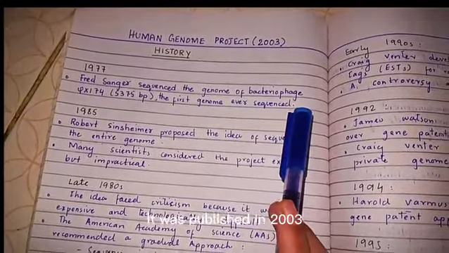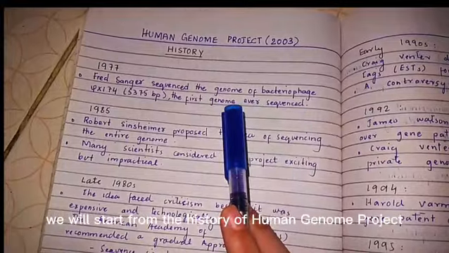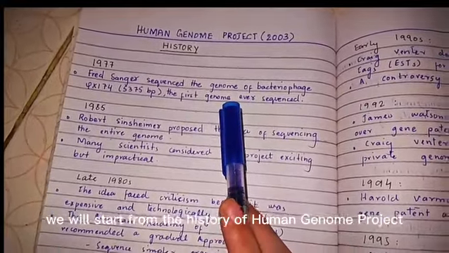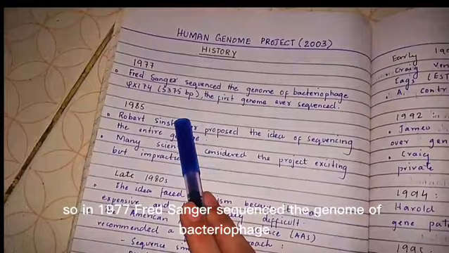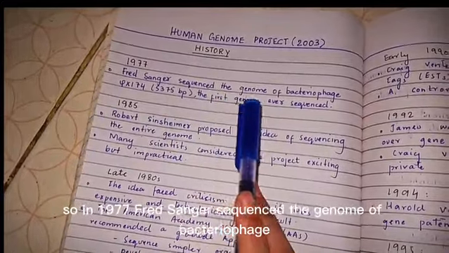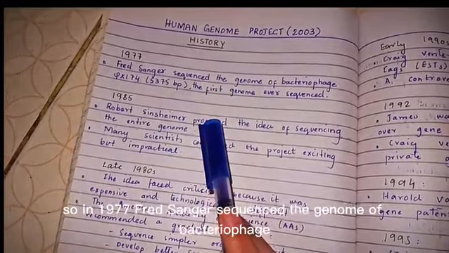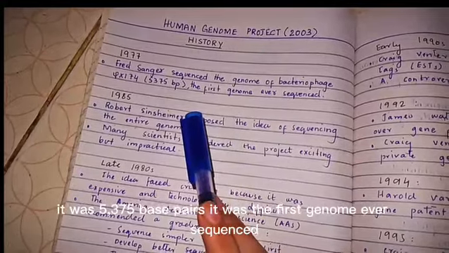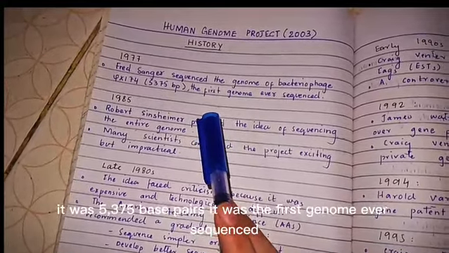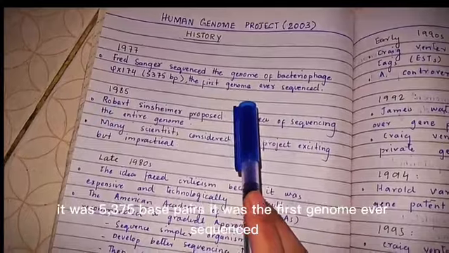It was published in 2003. We will start from the history of the Human Genome Project. So in 1977, Fred Sanger sequenced the genome of a bacteriophage. It was 5,375 base pairs. It was the first genome ever sequenced.